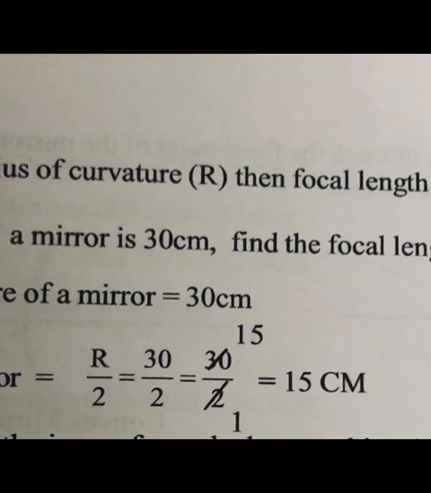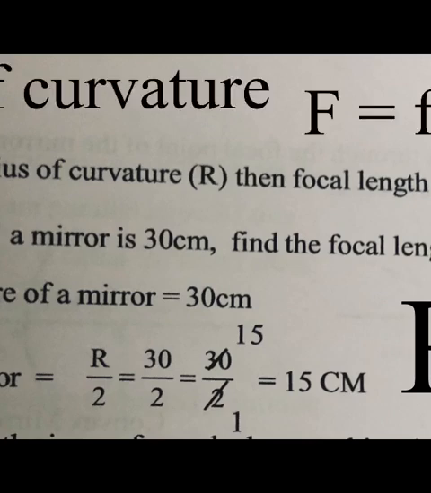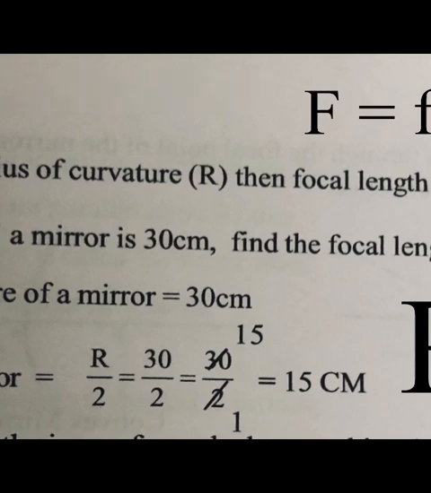The formula for finding focal length is R equals 2F, where R denotes the radius of curvature. When we halve the radius of curvature, we get the focal length. Or if we have to find the radius of curvature, we multiply the focal length by 2 and we will get the radius of curvature.